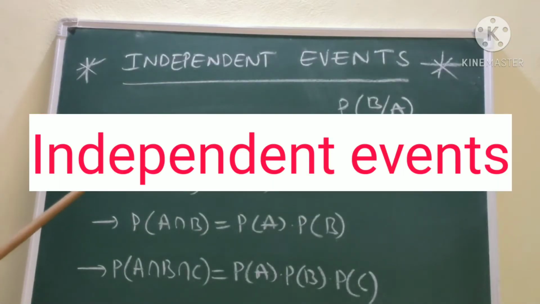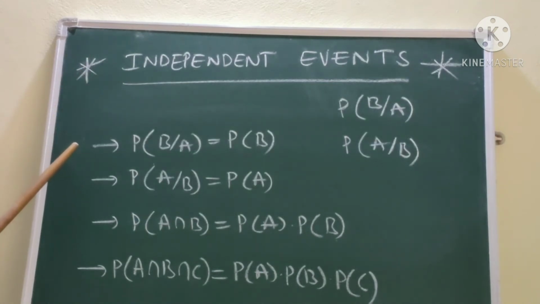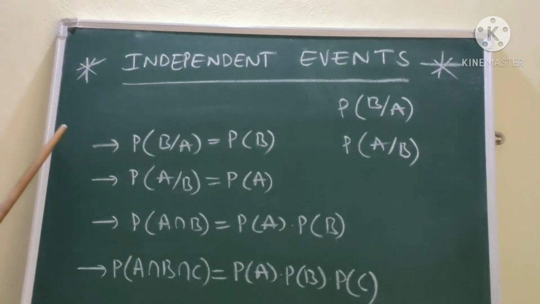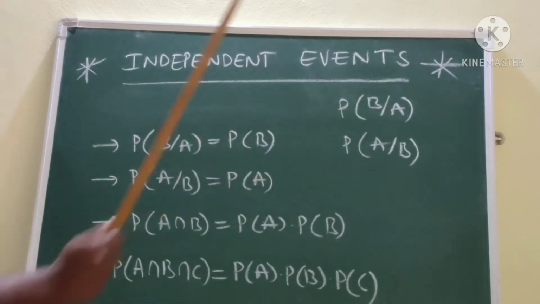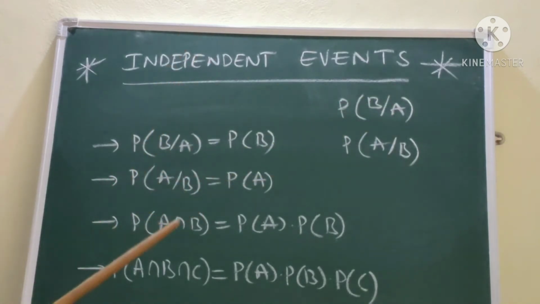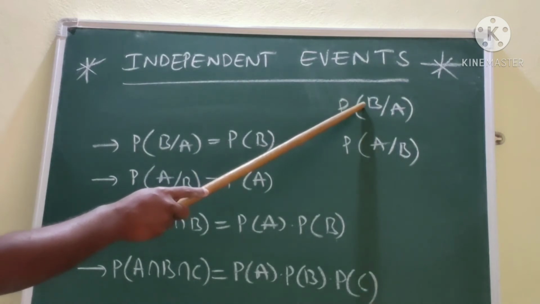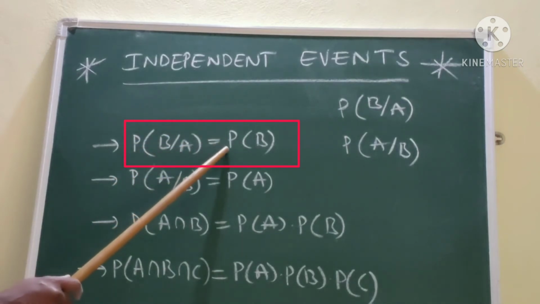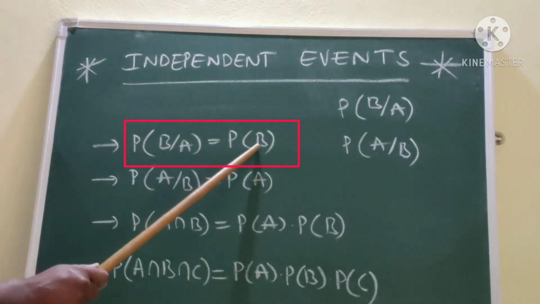Now the next topic is independent events. In the previous topic, conditional probability, the two events A and B are dependent events, that means A depends on B and B depends on A. Independent events means that A and B are independent of each other. That means in P of B by A, the happening of B does not depend on A, so we can say that P of B by A is equal to P of B only.